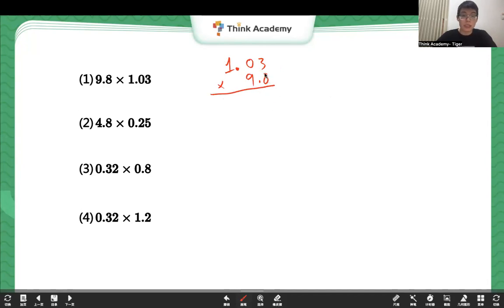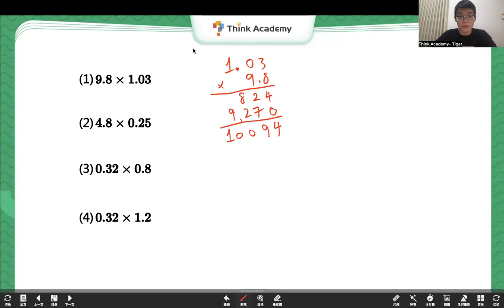So probably we can start from the ones place, or if you like, you can start from tens place, it doesn't really matter. So 8 times 3, that's 24. 8 times 1, that's 8. So now I put a 0 there. 9 times 3, that's 27. 9 times 1, that's 9. So I add them up, it's going to be 4, a 9, a 10, another 10.